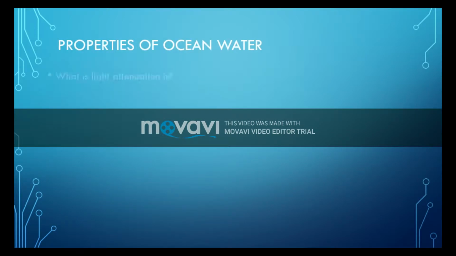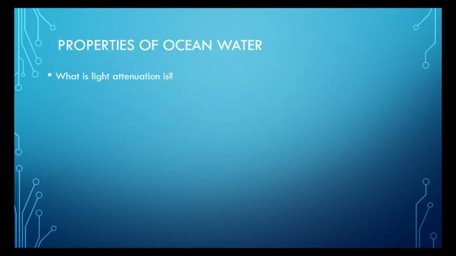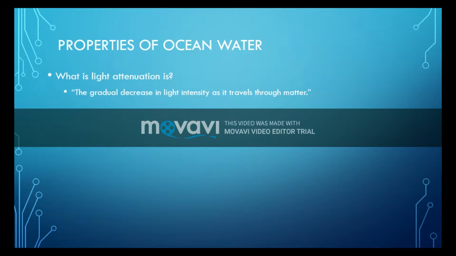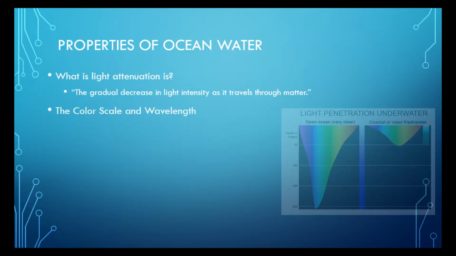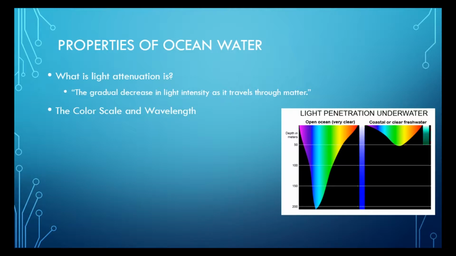The second property of water, in ocean water, is the light attenuation. And what that is, is the gradual decrease in light intensity as it travels through matter. As in the ocean, water absorbs the different wavelengths of light. After a certain amount of depth, the color starts to fade out. So this color scale and wavelength can be represented as this figure to the right, which has been labeled light penetration underwater. It was broken down into two different figures.